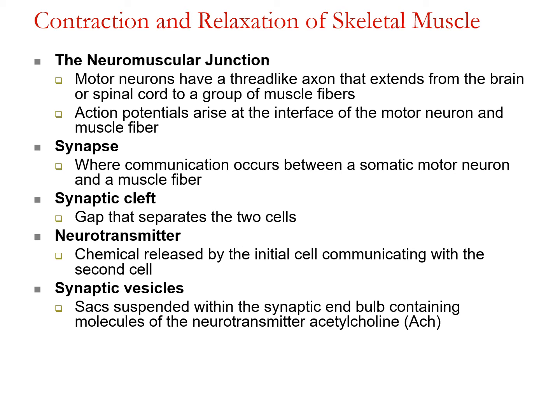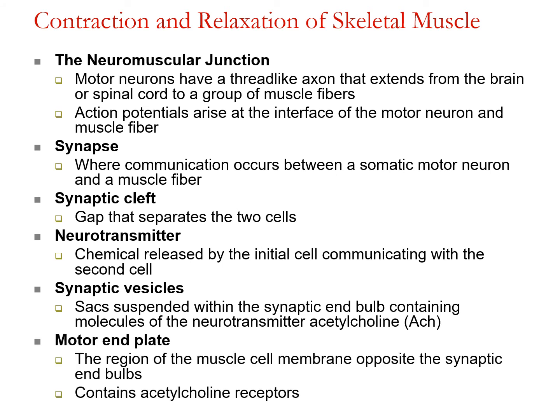ACH. So neurons communicate with other neurons, or in this case, target cells, the muscle cell, by releasing a neurotransmitter that crosses the synaptic cleft and binds to receptors on the surface of the target cell. So the motor end plate is defined as the region of the muscle cell membrane, or the region of the sarcolemma, that is directly opposite to the synaptic end bulbs of the axon terminals. This is where the receptors for the neurotransmitter are located.